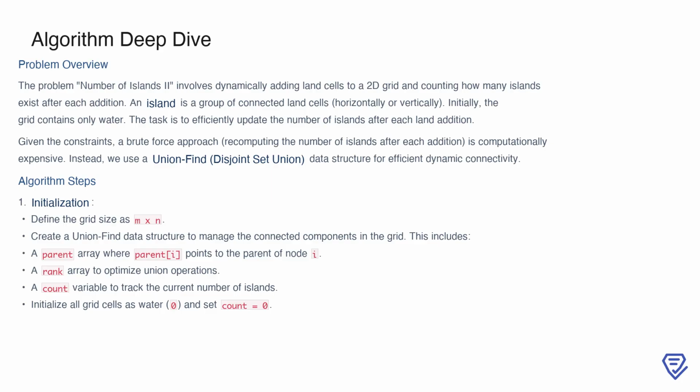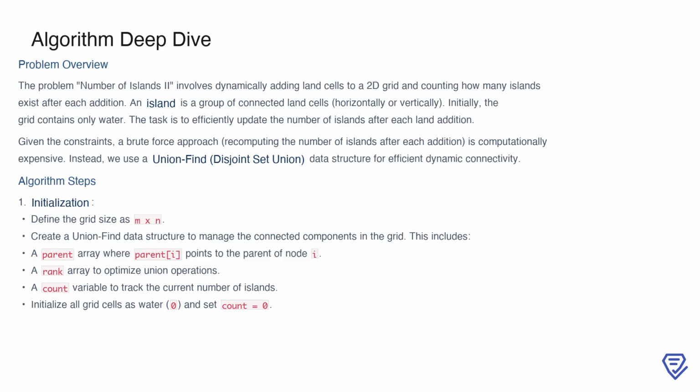To start, the problem Number of Islands 2 asks us to dynamically add land cells to a grid and determine the number of islands after each addition. An island is defined as a group of connected land cells, either horizontally or vertically. Initially, the grid contains only water, and our challenge is to efficiently update the count of islands as land cells are added one by one. A brute force approach, where we recalculate the number of islands from scratch after each addition, is computationally expensive and impractical for large grids.